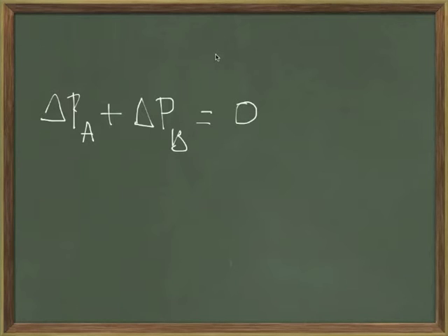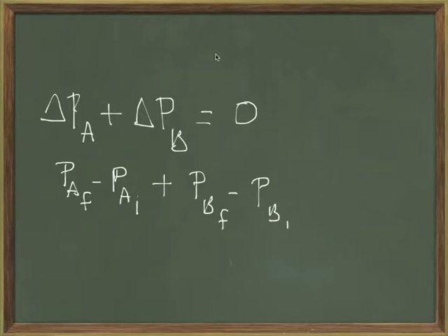Why? Because the objects were interacting with each other. Nothing else was coming from outside to interfere. So I can write that equation in terms of P final and P initial, right? Delta PA is PA final minus PA initial, plus delta PB, which is PB final minus PB initial. And I figure out that that should be 0, right?